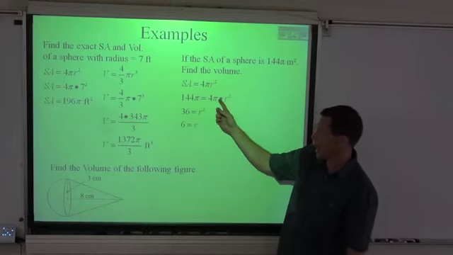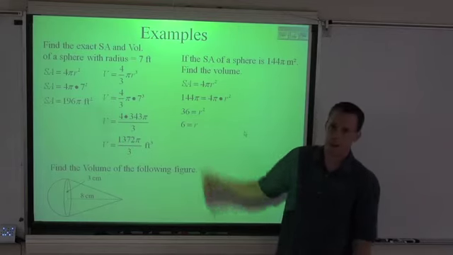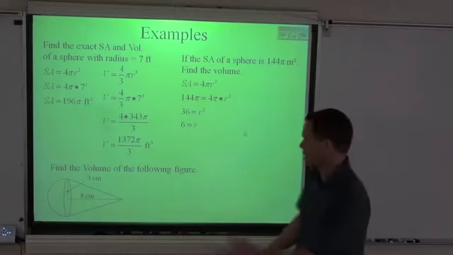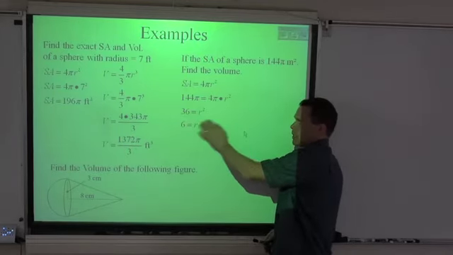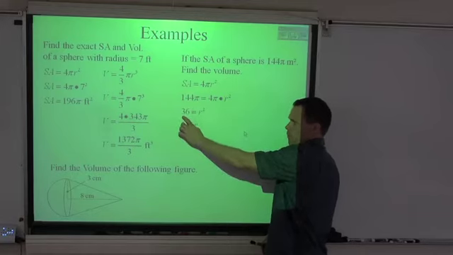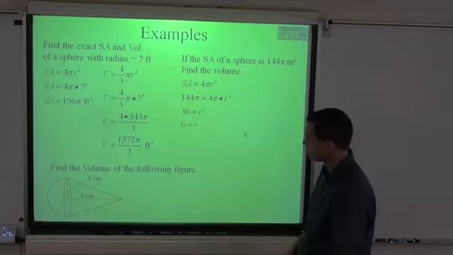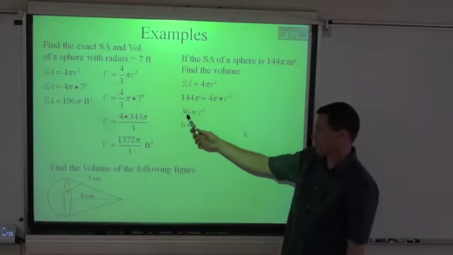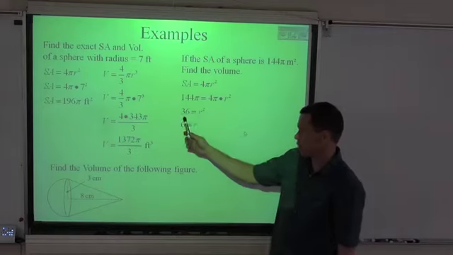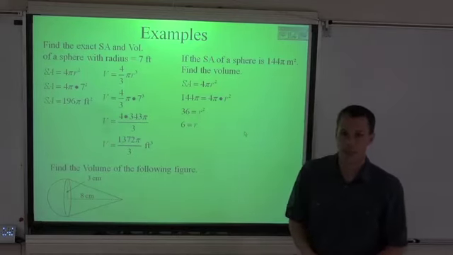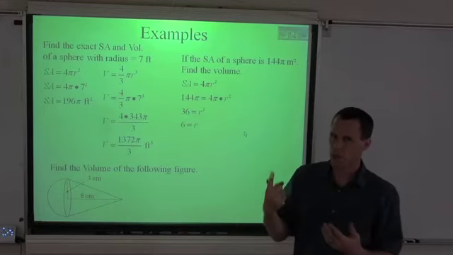Both of these have pi in them, so I'm going to divide by pi, and I'm going to divide by 4. So if I divide both sides by 4 pi, 4 pi divided by 4 pi is 1. 144 divided by 4 is 36, and pi divided by pi reduces out. I'm now down to 36 equals r squared. Take the square root of 36, and we've got the radius is equal to 6. That's it. We found the one thing we needed.